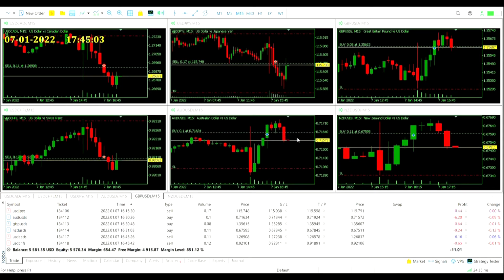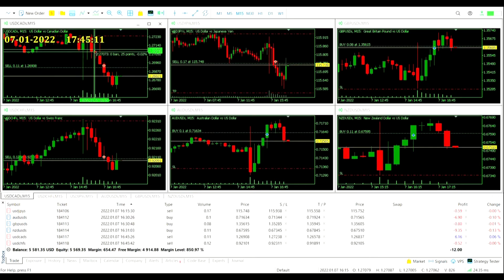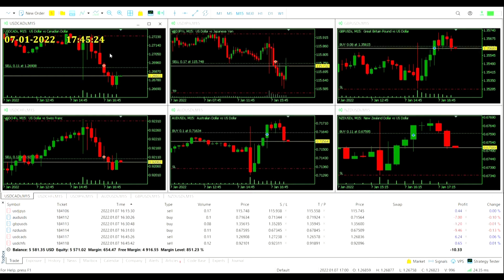Quarter to 6, it had been going quite nice for us, particularly on the yen. You can see how close we got to the take profit in the middle there, only about 3 pips off. Similarly, the US dollar CAD over here on the top left was going quite nice as well. All of these trades have turned against us now.